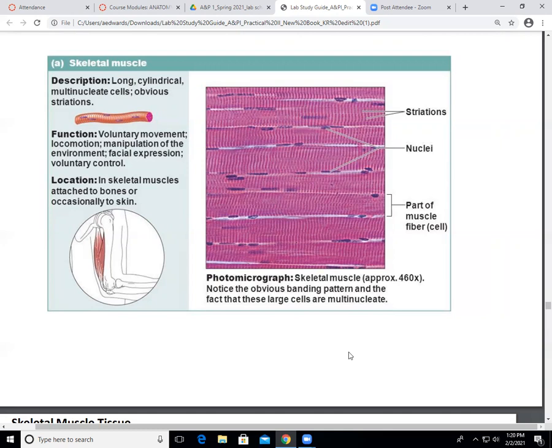So skeletal muscle is voluntary. You don't have to think to move. So you're going to have more than one nuclei per cell. It's multinucleated. It is striated. And these are these little horizontal lines you see going across. Those are striations. And each row here is considered a skeletal muscle cell, or skeletal muscle fiber.